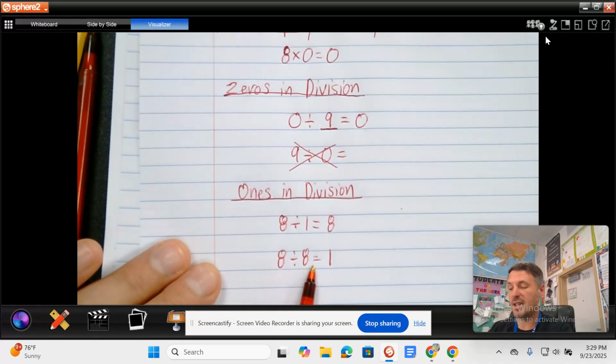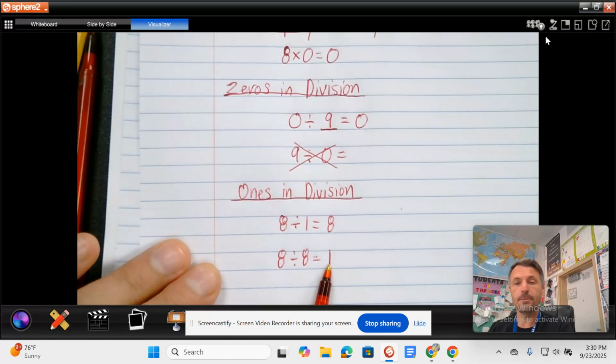But if that was 10 divided by 10, the answer would be 1. If that was 11 divided by 11, the answer would be 1. Anytime the dividend and the divisor are the same number, the answer, or the quotient, is always 1.